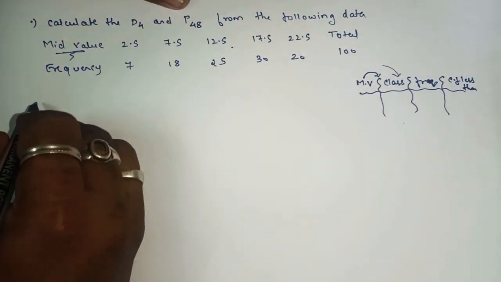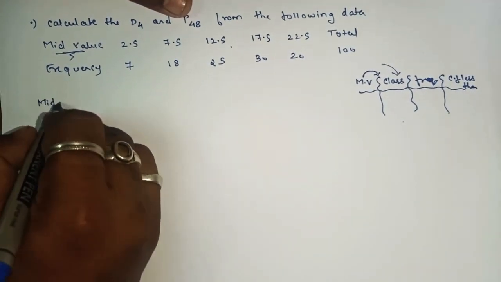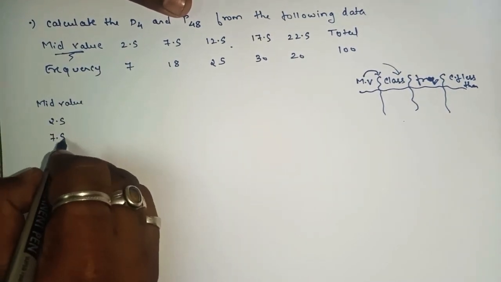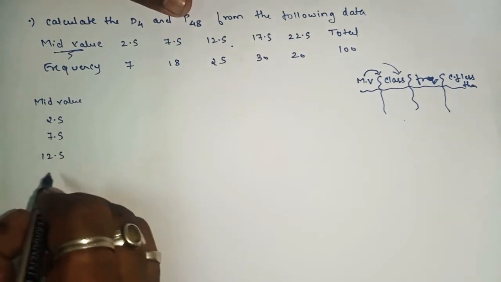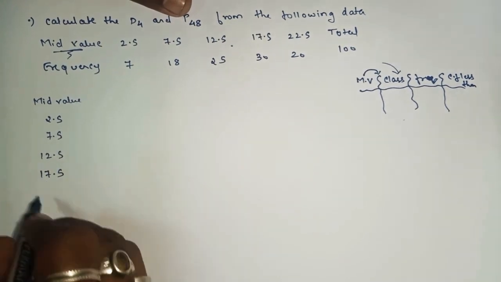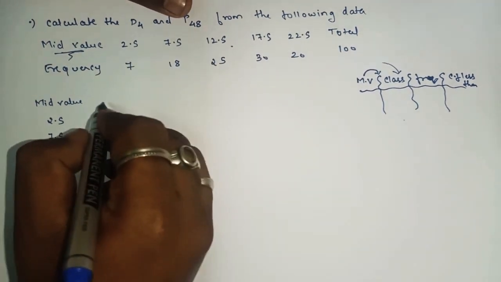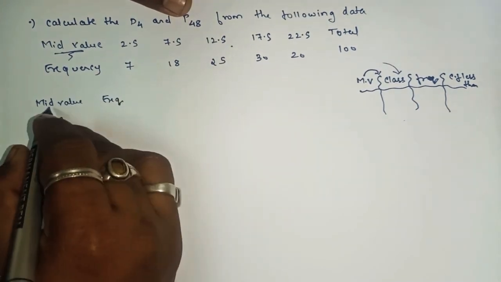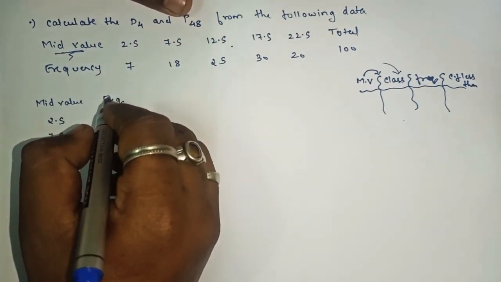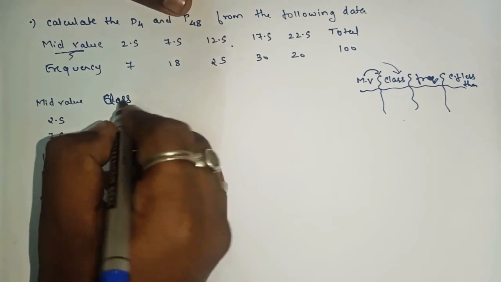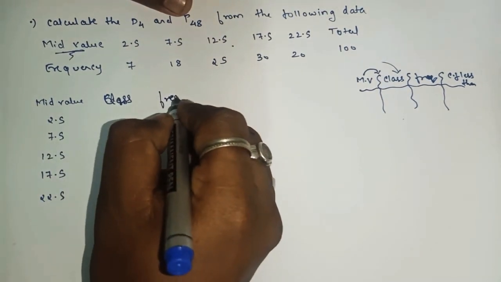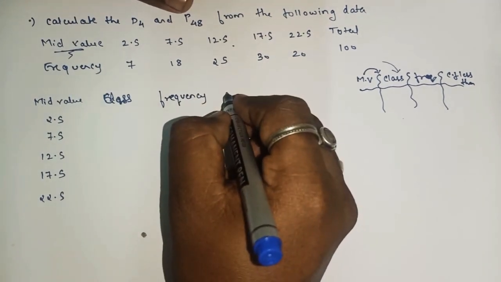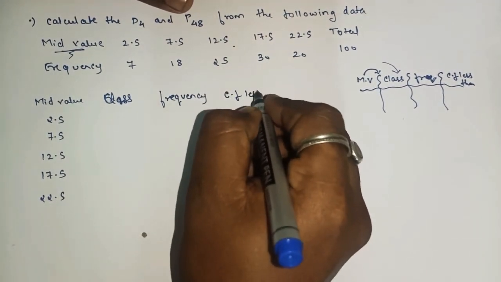Now here we'll write mid value: 2.5, 7.5, 12.5, 17.5, and 22.5. Frequency here we have 7. Before frequency we'll write the class here, then frequency will come, and in the last column we'll write cumulative frequency less than.